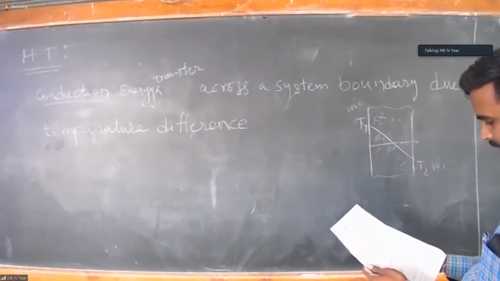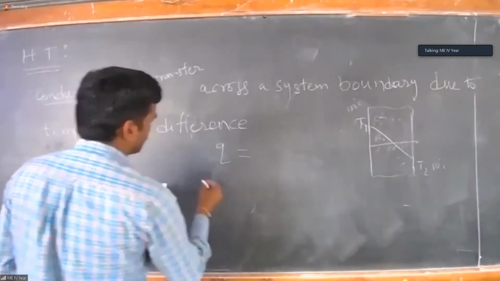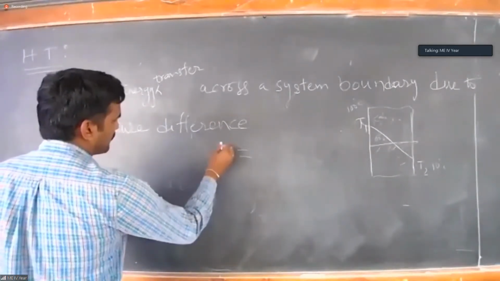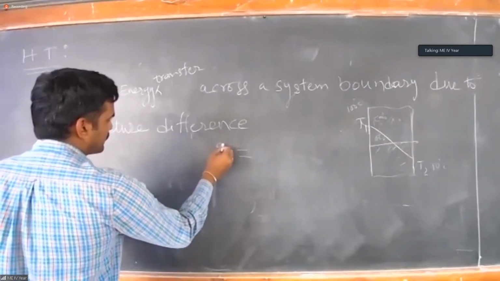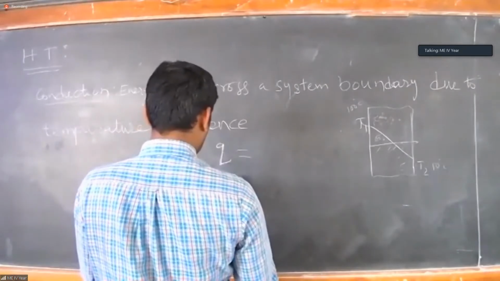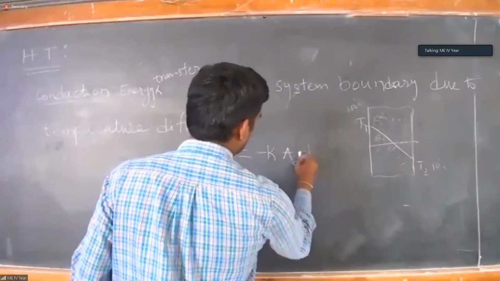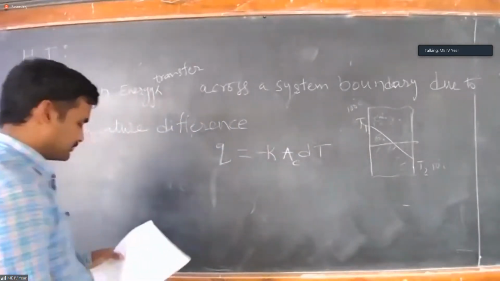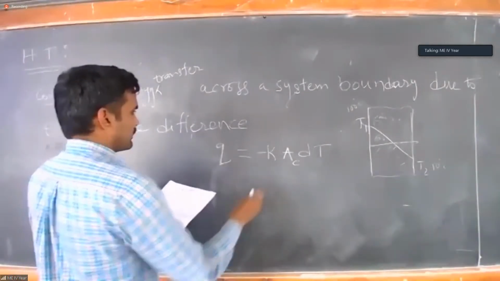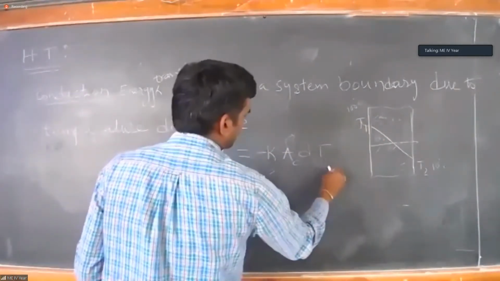So this is about conduction, and this is energy transfer. So this is change in energy, change in thermal energy basically. So this Q will have minus k A delta T. So this k is the thermal conductivity constant, this A is the cross-section area, and this delta T is the temperature difference.